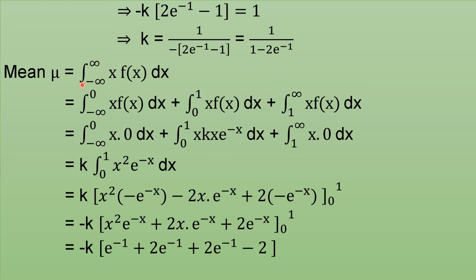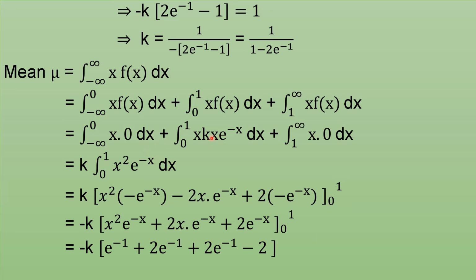Then the mean. The mean for a continuous probability distribution formula is integral minus infinity to plus infinity x into f of x dx. Now to substitute for f of x, you split the integral into integral from minus infinity to 0, integral from 0 to 1, and integral from 1 to infinity. In the second integral from 0 to 1, in place of f of x you can write kx into e power minus x. And in the remaining two integrals f of x will be zeros. So the first and third integrals will be zeros.